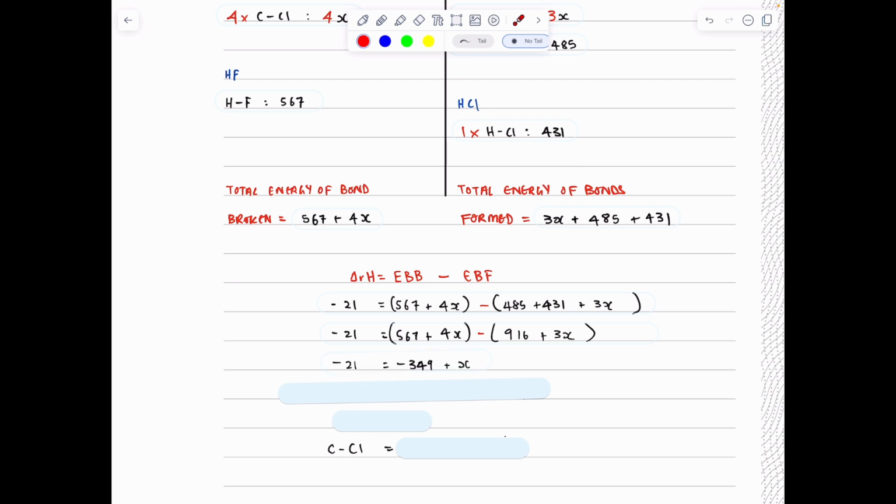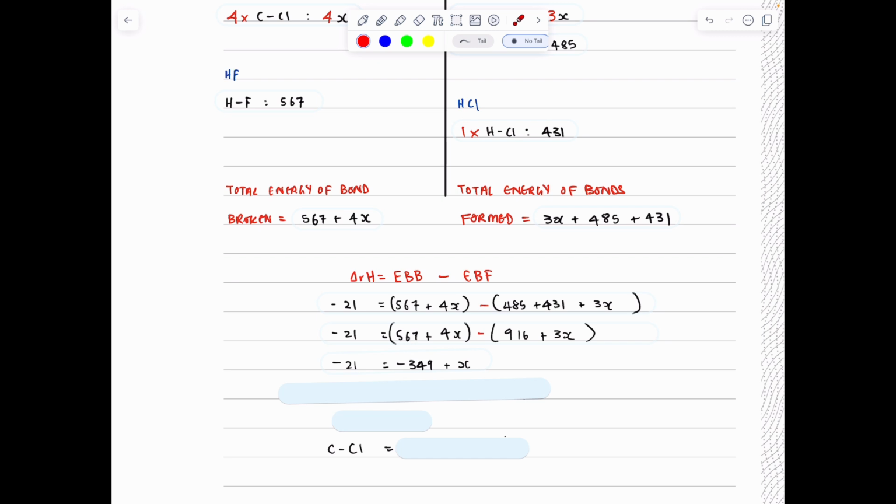The next thing I'm going to do is further simplify this by putting my like terms together. So what I did was 567 minus, remember this symbol applies to what's in the bracket, 567 minus 916, and that gets me negative 349. And then I've got 4x minus 3x. 4x minus 3x is 1x, which I've written as x over here.